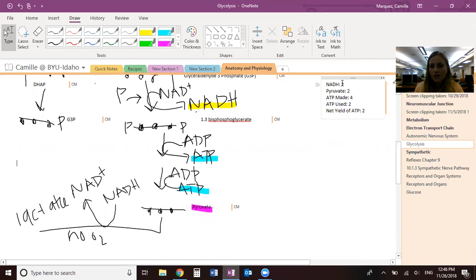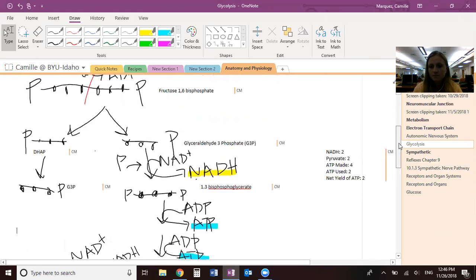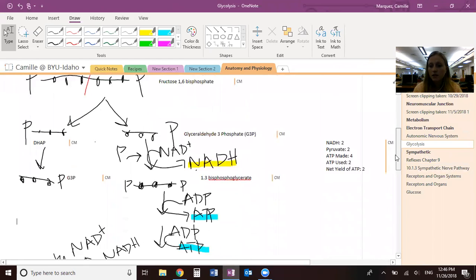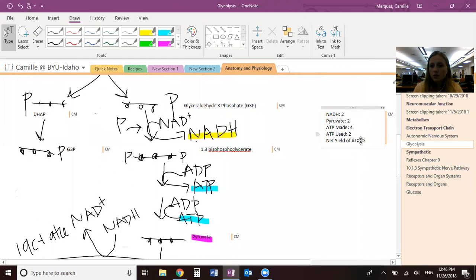So at the end, we're going to end up with 2 NADHs, which we made here, 2 pyruvate, and we made 4 ATPs. So we did this 1, 2, 3, 4 ATPs. But at the top, if you remember, we used 2 ATPs. So we made 4, we used 2, which gives us a net of 2.